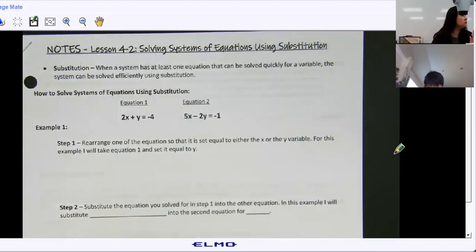So the first method we used was we graphed the lines, and wherever they intersected, that would tell what our solution is. This time though, we're going to use algebra, full-on algebra, to figure out solutions to two equations.